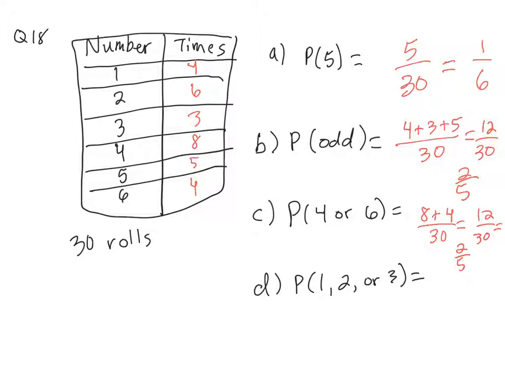Probability of rolling a 1, 2, or 3. 1 was rolled 4 times. 2 was rolled 6 times. 3 was rolled 3 times out of 30. 4 plus 6 is 10, plus 3 is 13 out of 30.